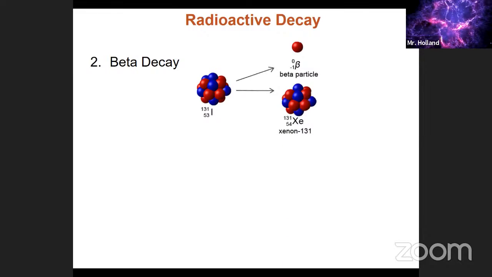So instead of being 53 protons, iodine, it becomes 54 protons, xenon. Same mass, because the daughter isotope of a beta decay is exactly the same as the mass of the parent isotope, 131. It just has 1 more proton than the parent.